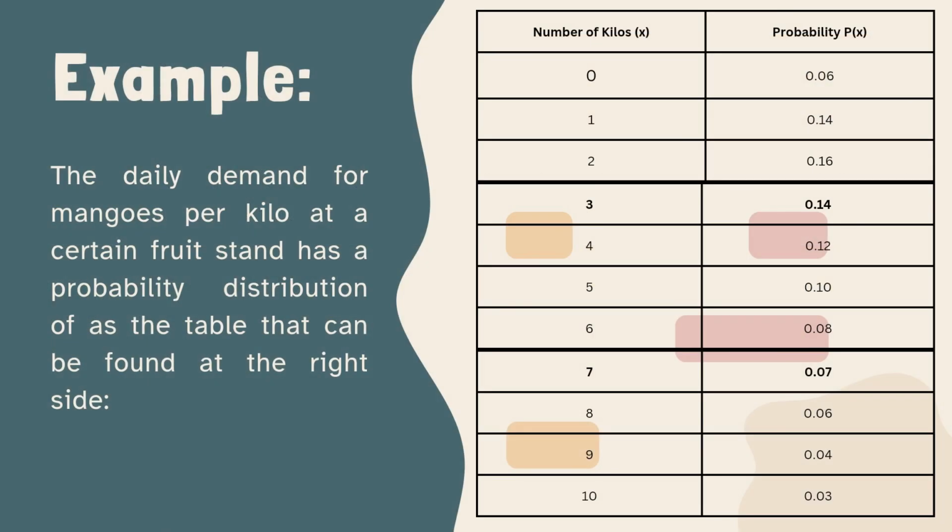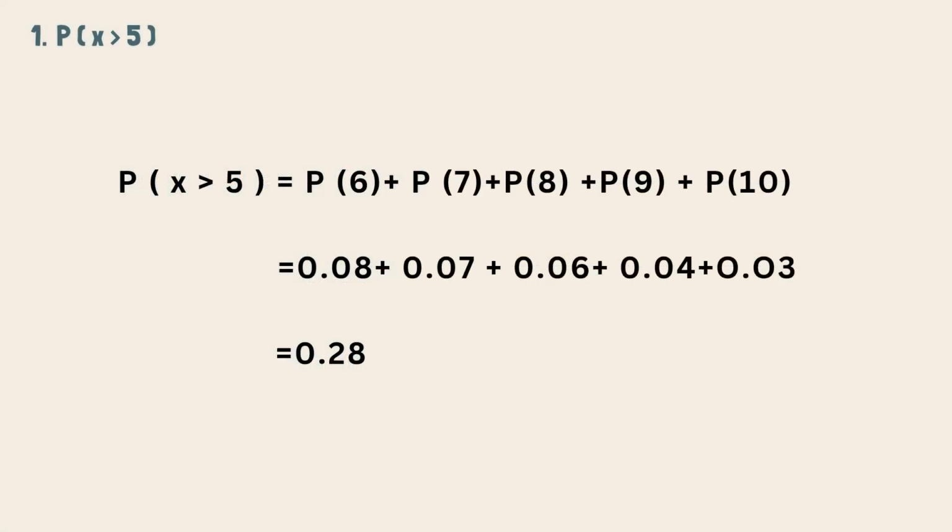Let's start with the first example. P of x is greater than 5. So let's add all the numbers that are greater than 5. P of x greater than 5 is equal to P of 6 plus P of 7 plus P of 8 plus P of 9 plus P of 10.